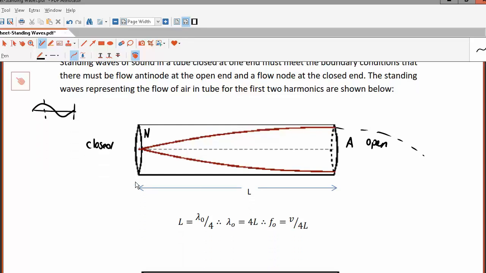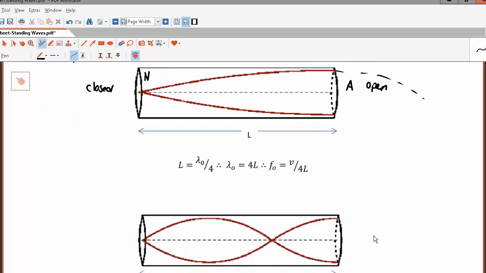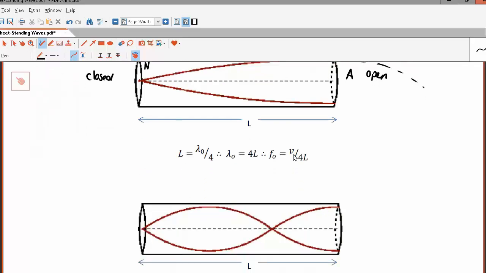So what this means is that the length of the tube, when it's resonating with its fundamental frequency, represents a quarter wavelength of that note. Therefore, the wavelength is equal to 4 times the length of the tube. Therefore, the fundamental frequency is going to equal V divided by 4L. We know V is the speed of sound, and the approximate value for that is 340 meters per second.